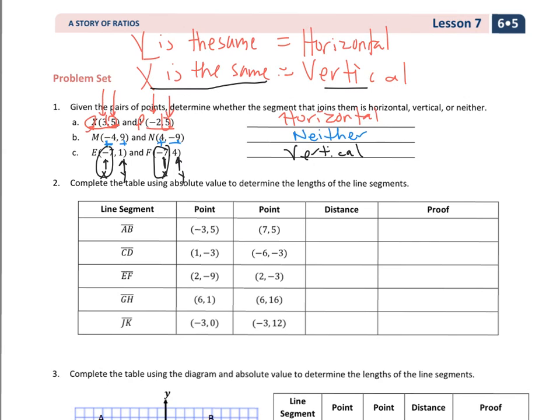And here's where we're going to find distance, but we're also going to have to prove this using absolute value. And there's a couple things we need to keep in mind. When looking at the points, we're looking for similarities here. So -3, 5, 7, 5. I see that the 5s are the same. So I'm going to focus on the ones that aren't the same. I have a 7 and a -3. And we're looking for if they're on opposite sides of 0.